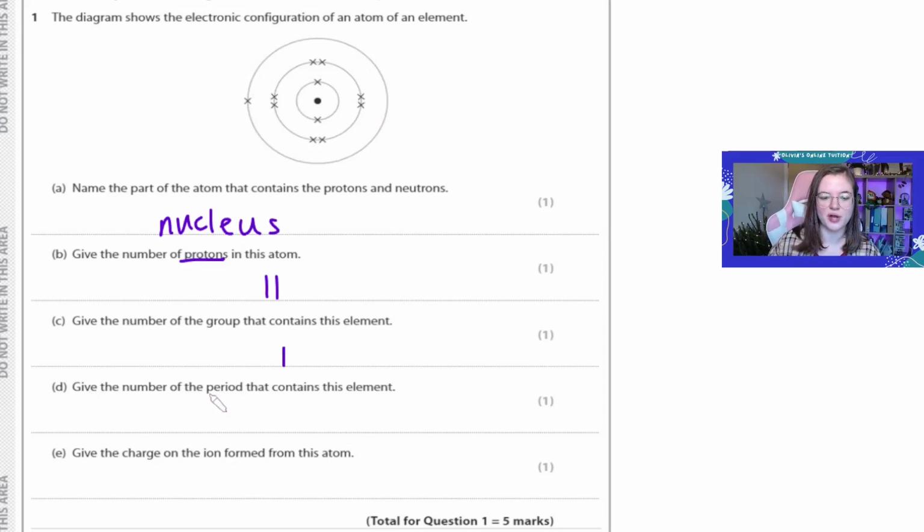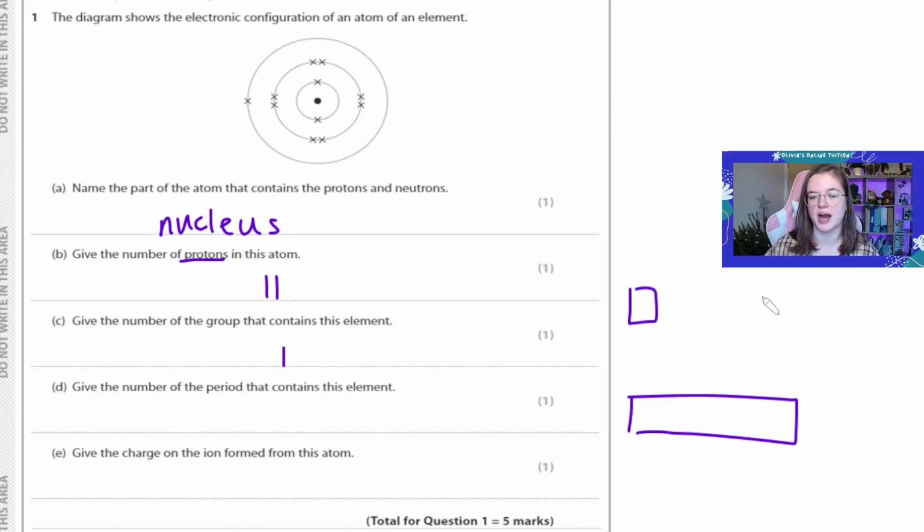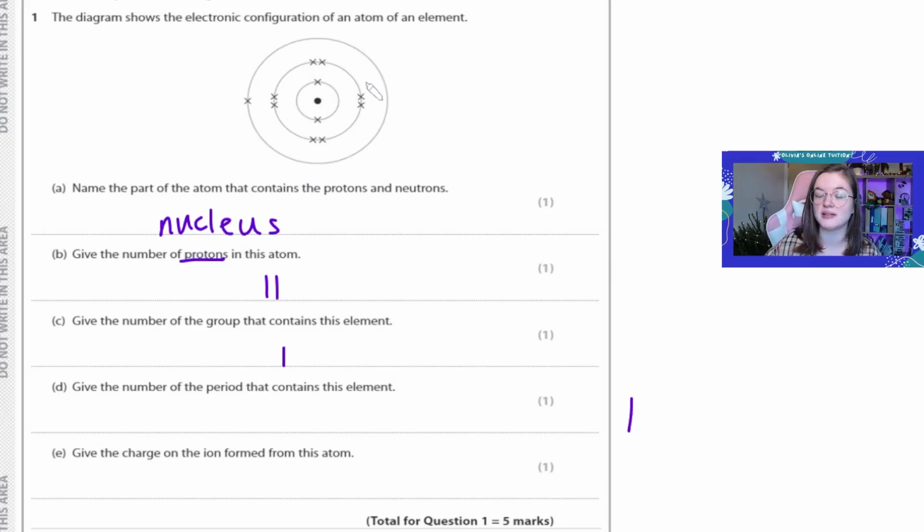Then give the number of the period that contains this element. Periods are the ones that go across in the periodic table. Remember the first two were scattered, there's one there and one there, and then all the way along there. So periods go across, and you can figure out which by looking at how many shells something has. So the outer shell has 1, and then 2, and then 3. Therefore, it's going to be in period 3.